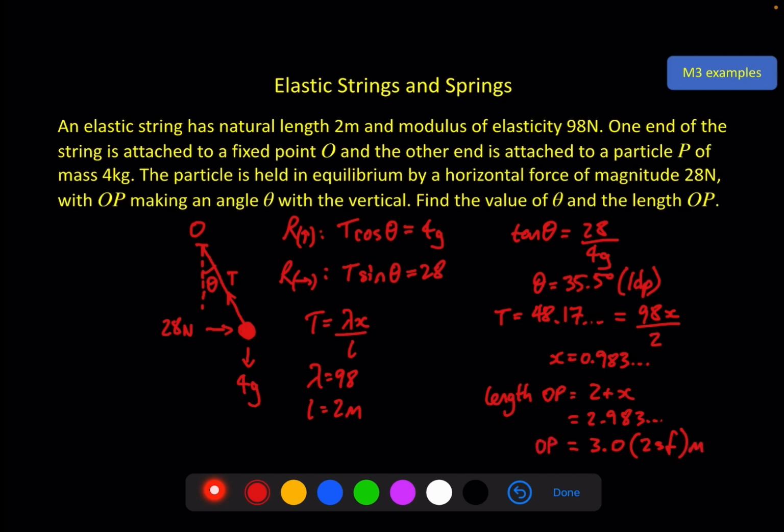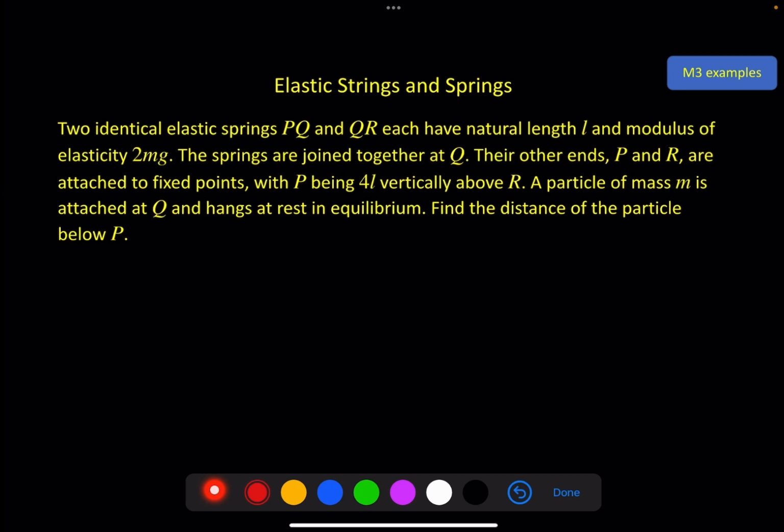2 more examples to go. 2 identical elastic springs PQ and QR each have natural length L and modulus of elasticity 2mg. The springs are joined together at Q, so this is not dissimilar to one that we had earlier. Their other ends, P and R, are attached to fixed points, with P being 4L vertically above R. So now it is a little bit different. We're looking vertically. A particle of mass m is attached at Q and hangs at rest in equilibrium.